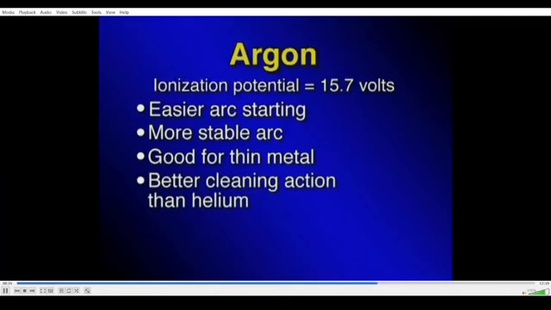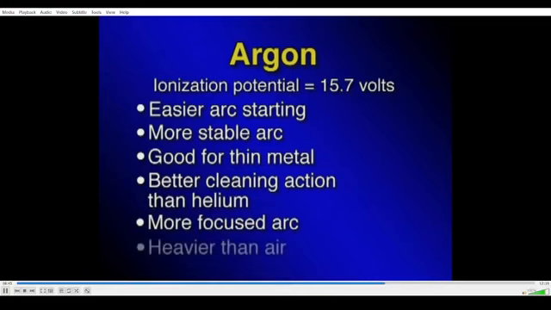Argon provides better cleaning action than helium, resulting in superior weld appearance. Argon also produces a more focused, pinpoint arc than the bell-shaped arc column produced by helium. And argon is heavier than air, which means that it remains in the arc area longer than helium when the puddle is below the nozzle.